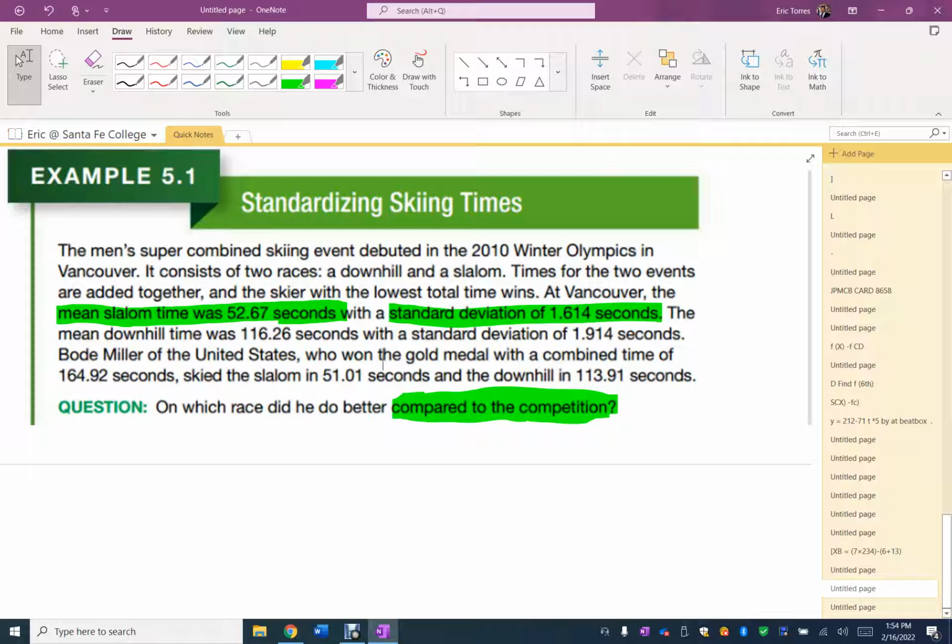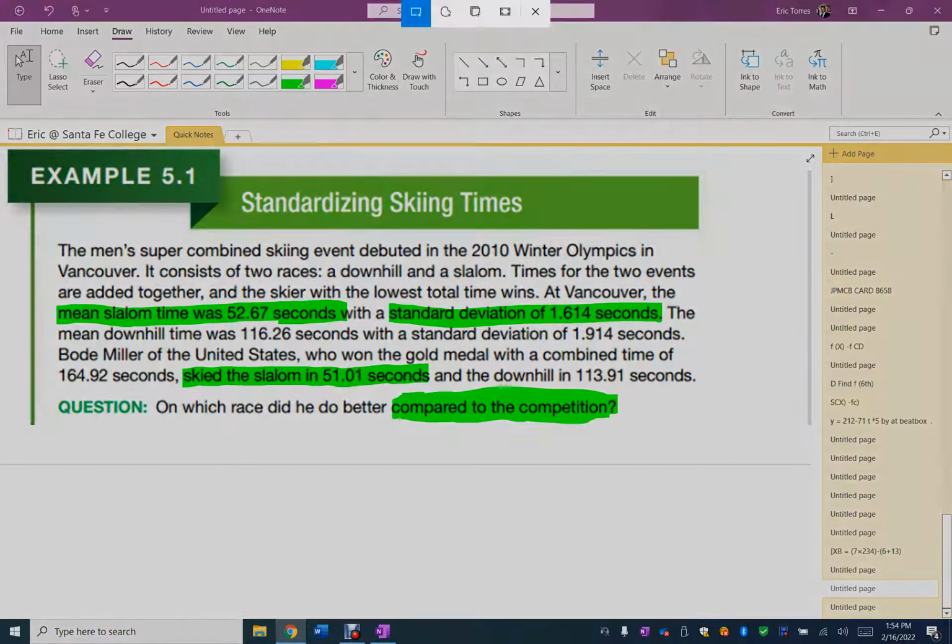So let's look at Bode Miller's scores for that. He skied the slalom in 51.01 seconds. And what we're going to do in this situation is take a look at a z-score. So, give me just 1 second. Okay.